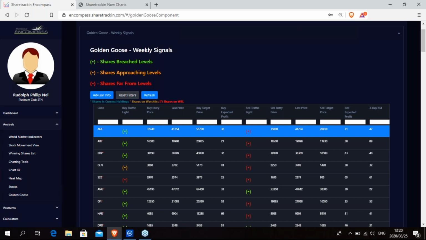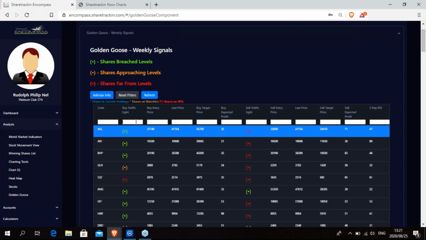Okay, so the shares you're basically looking for is any share that's closer to the buy entry price. So the last price must be closer to the buy entry price so that you can make that buy expected profit, right? Because the closer it is to your buy entry price, the more profit you're going to make. Okay, the further it is from it, means that you're not really going to make that buy expected profit. You're going to make a little bit less. All right, so you're mainly going to look at the ones that are giving you the green traffic lights, the go ahead basically to go and buy into those shares.